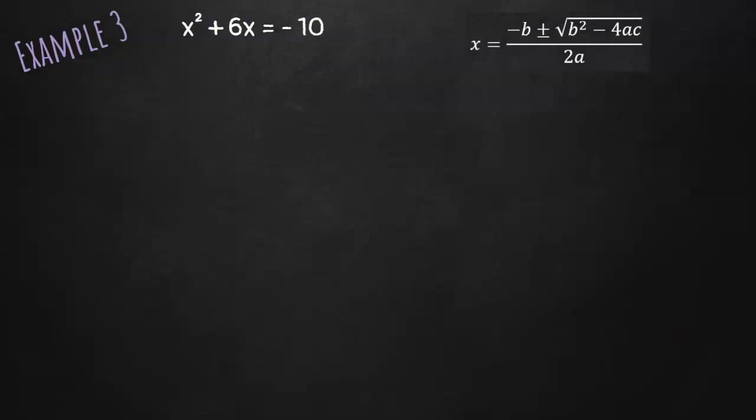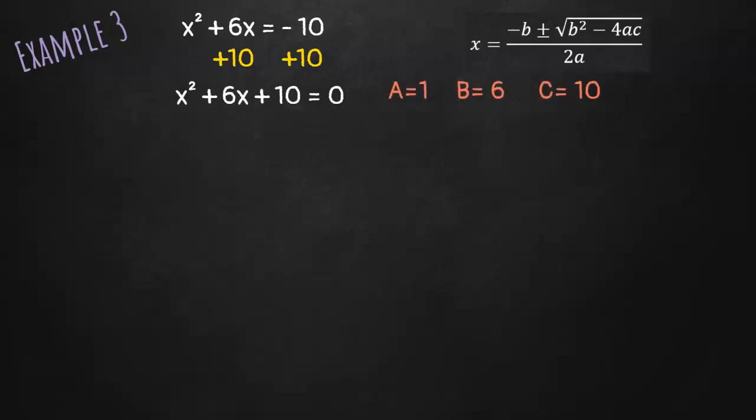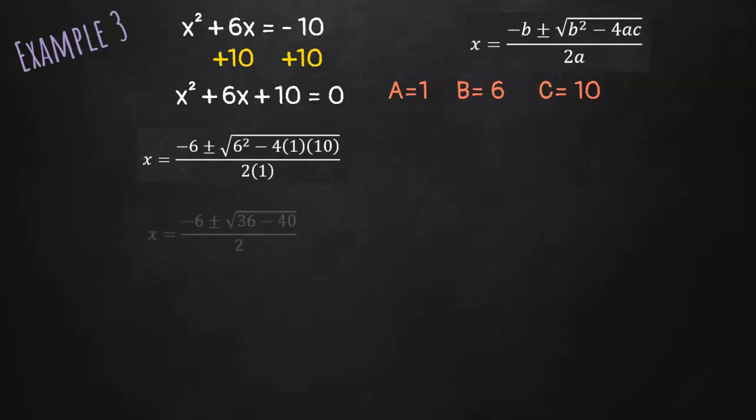Okay, here's example 3. Now remember that your quadratic equation has to be equal to 0, so I have to add 10 to both sides. So I get x squared plus 6x plus 10 is equal to 0. Now I can identify my a, b, and c values. I can plug my values into my quadratic formula, and I can go ahead and simplify my expression under the radical. 36 minus 40 is equal to a negative 4.